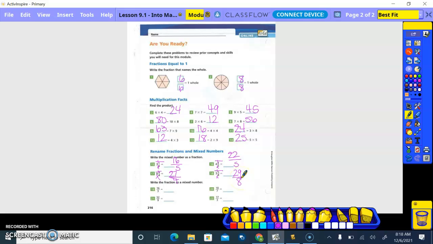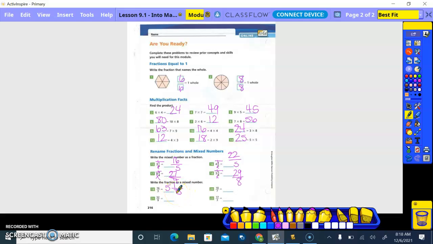Okay, so that fraction bar also means what with an improper fraction? It can also mean division, right? Okay, so what is 16 divided by 3? So 5. 5 times 3 is 15. 16 minus 15 is 1. And then we keep our same denominator of 3.